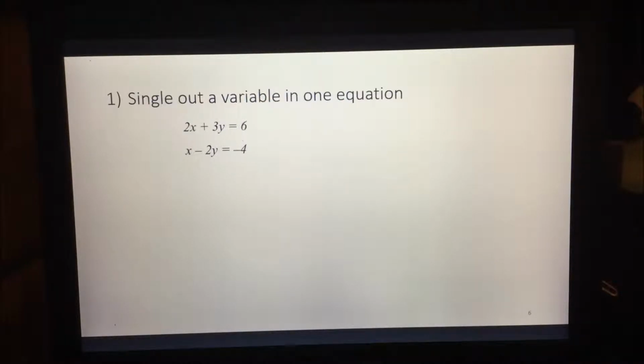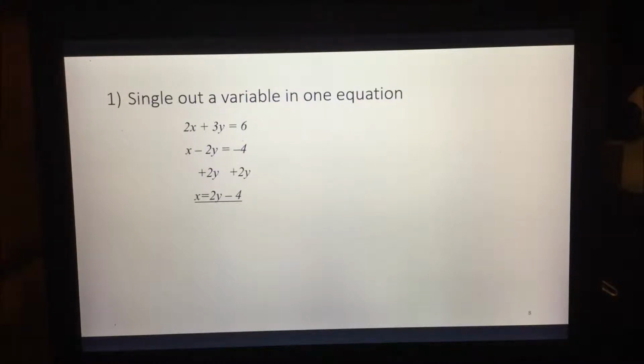So we look at these 2 equations and pick a variable to single out. I'm going to pick this x because its coefficient is already 1. So to single it out, I need to move the minus 2y to the right-hand side. So I add 2y to both sides. And then I get x equals 2y minus 4. We just finished the first step. So what's the second step?